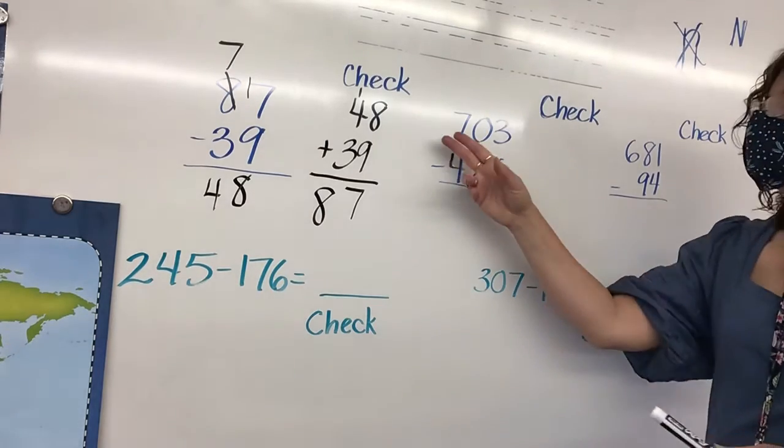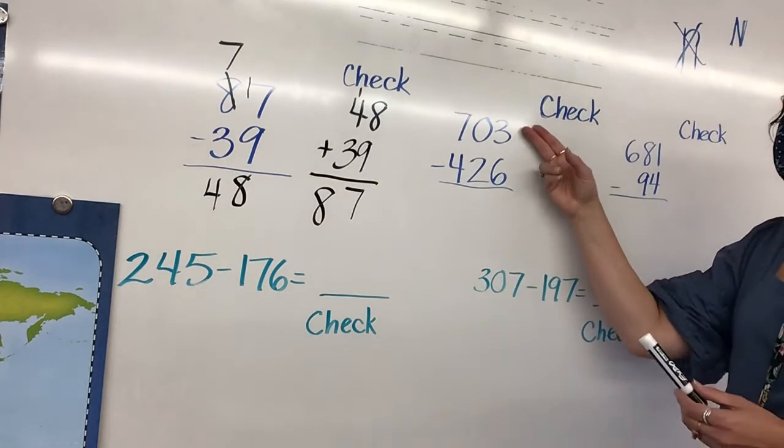Okay, let's move on to the next one. This is 703 minus 426. Let's start with the 3 minus 6.